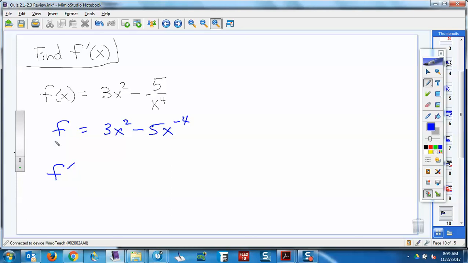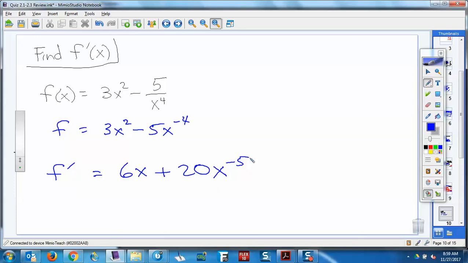Now that is still f. All I've done there is rewrite it. I haven't done any derivative yet. So the derivative is going to be 6x plus what? 20 to the negative fifth, because you're going to drop that by 1, so you're going to decrease from negative 4, you're going to subtract 1, that's negative 5, then leave it.